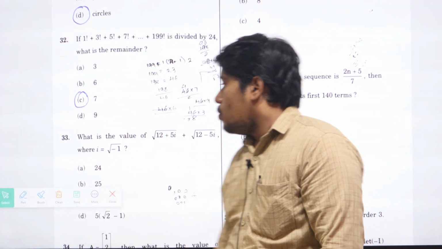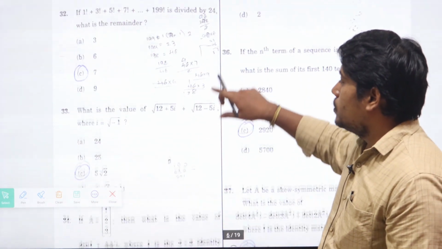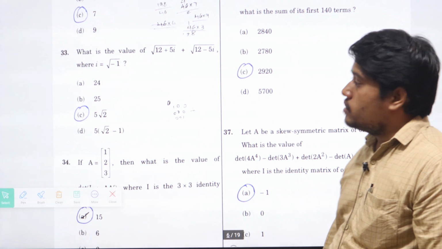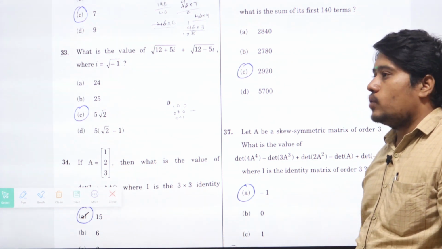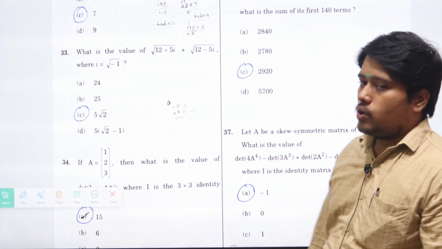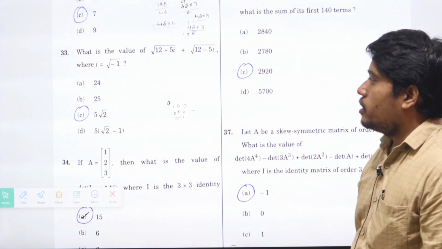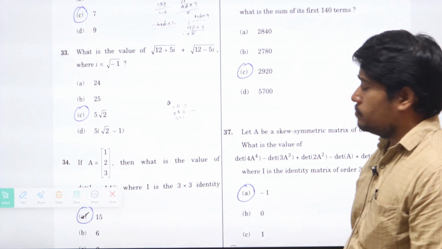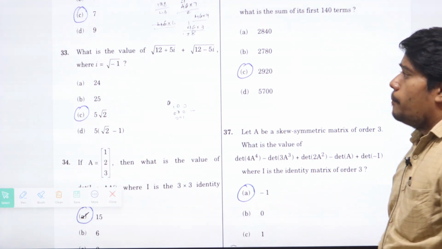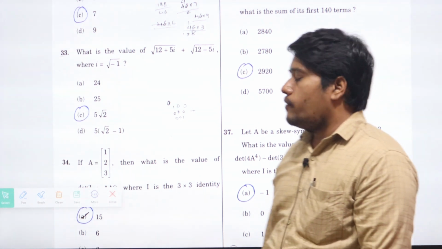Next, question number 33. What is the value of square root of (12 plus 5i) plus square root of (12 minus 5i), where i is equal to square root of minus 1? So this is addition of complex numbers.